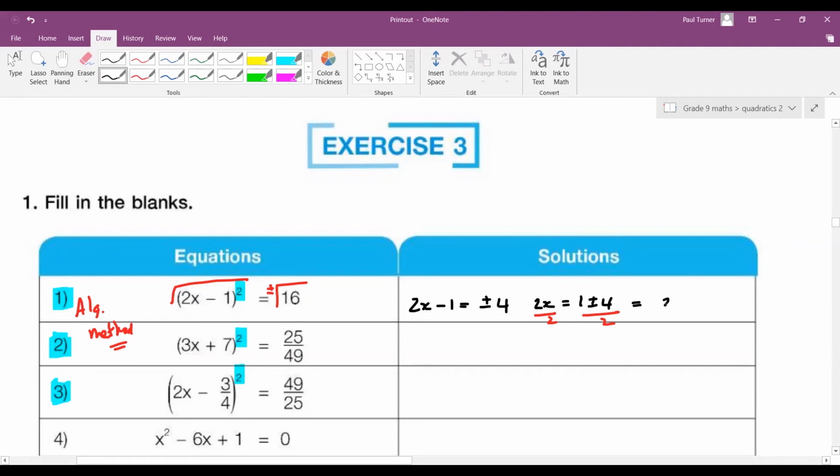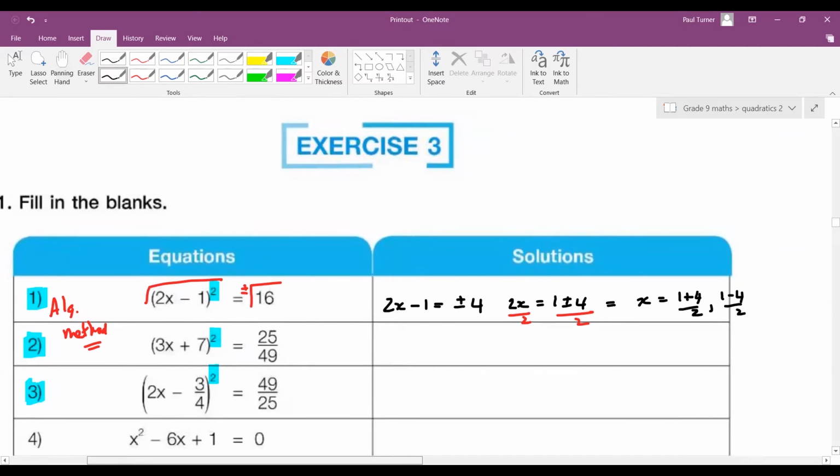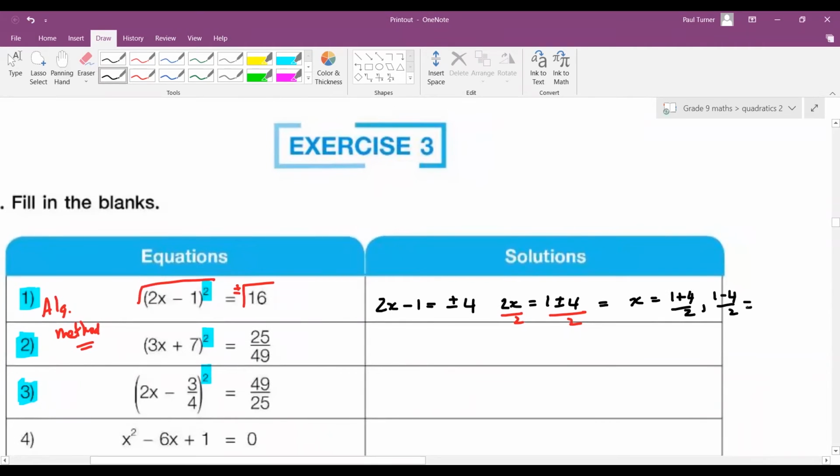And then you'll get x equals 1 plus 4 on 2, and you'll get 1 minus 4 on 2. Like that. So then you're going to get 2 answers. 1 plus 4 is 5, 5 on 2, just 2.5. 1 minus 4 is minus 3 on 2. Like that. That's your solution.